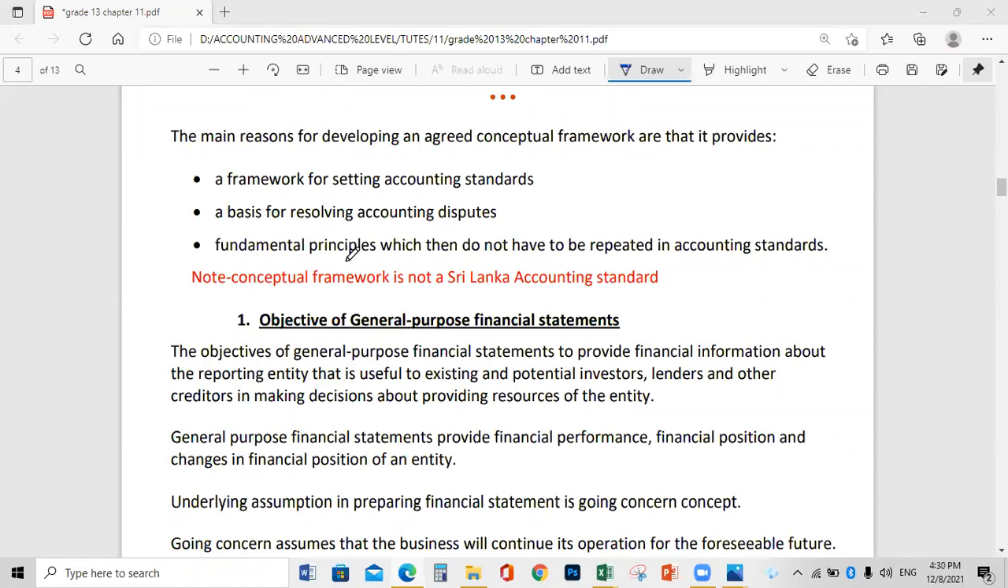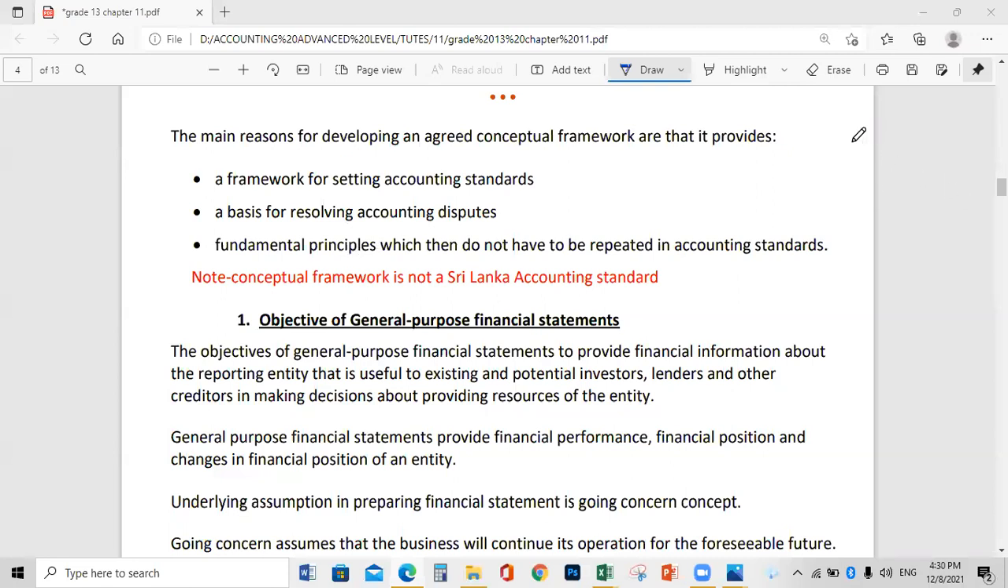A basis for resolving accounting disputes. I told you guys, each standard can have certain items which contradict each other, but when it comes to the conceptual framework, it is solving this problem. When there is an accounting dispute, you have to go and refer to this conceptual framework. It helps you to resolve it.